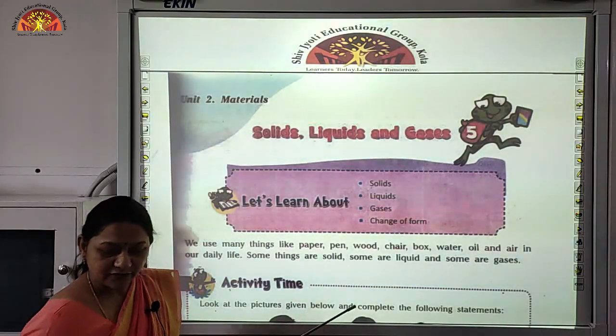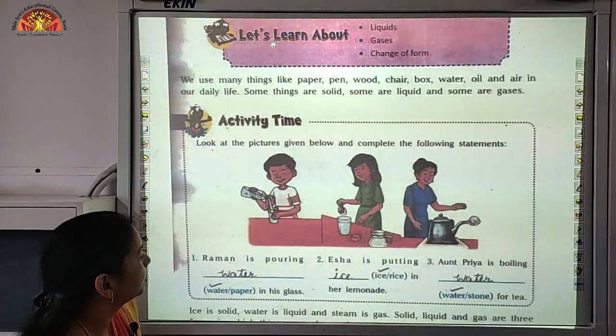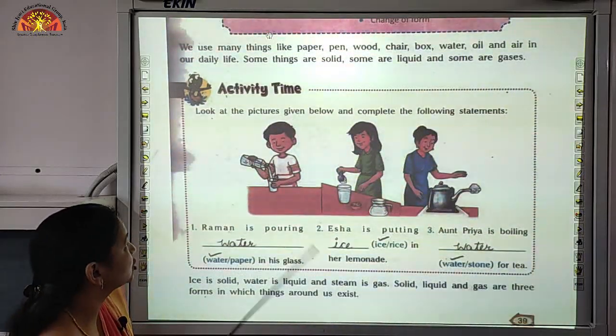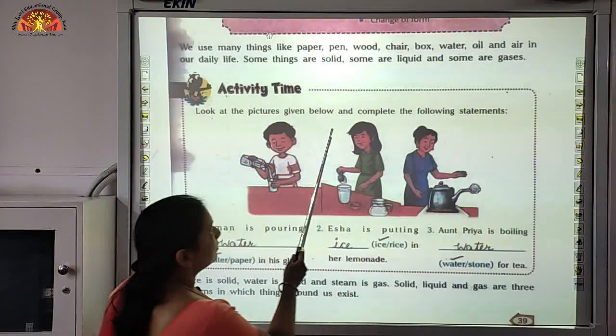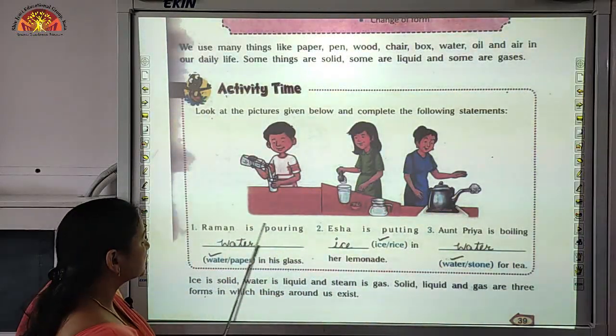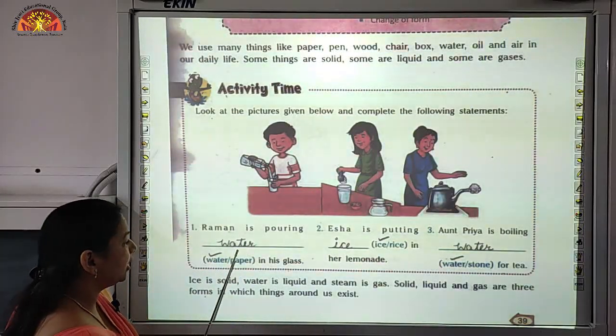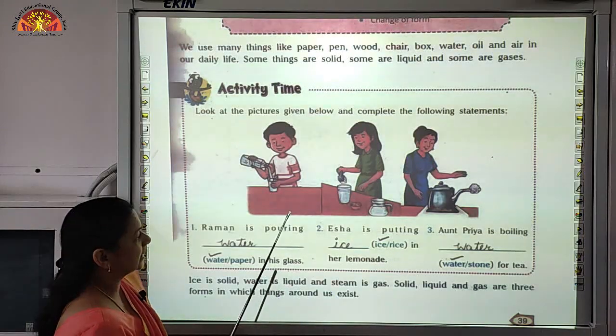So let us first take up the activity which is given on the first page. Look at the pictures given below and complete the following statements. Raman is pouring. What is Raman pouring in the glass? He is pouring water in his glass.